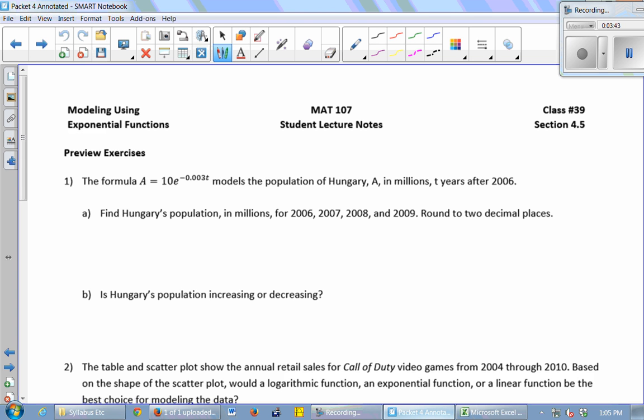Okay, so A represents the population of Hungary, which we're going to measure in millions. T is going to represent years since 2006. So how would I find Hungary's population in 2006? Plug 0 in. So I could use function notation and write A of 0. That would be 10e to the negative 0.003 times 0, which is 10e to the 0, and e to the 0 is 1. So this is 10 million. Hungary's population in 2006 is 10 million.